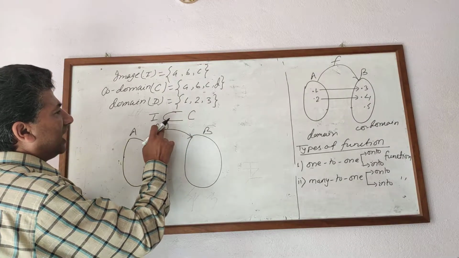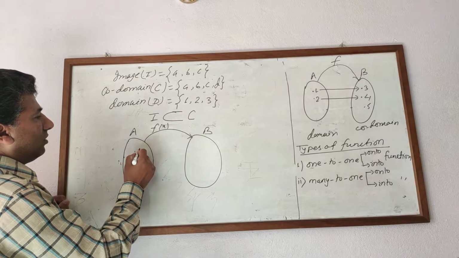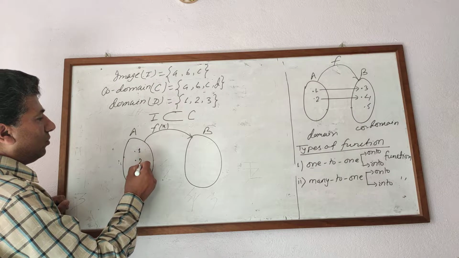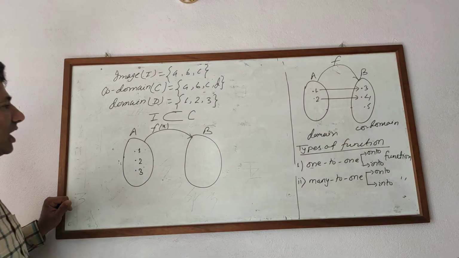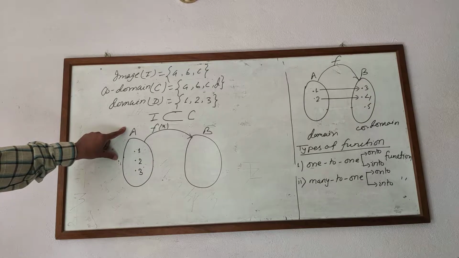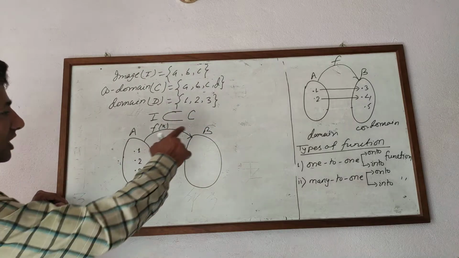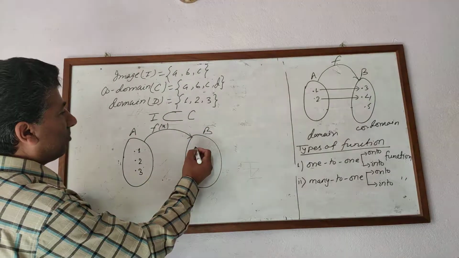Fx also I write. This x means domain. Okay, here 1, 2, 3. Suppose 1, 2, 3 are elements of set A, which is known as domain, and we have defined the function from set A to set B. Set B is codomain.